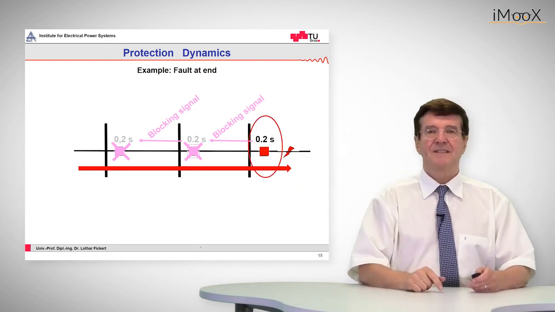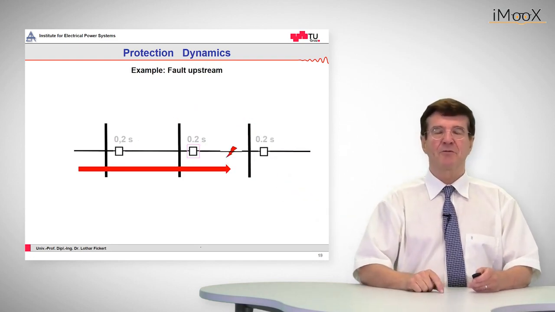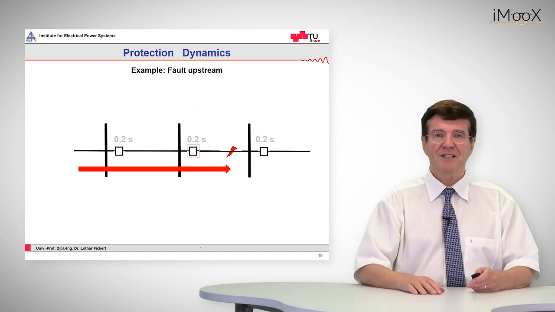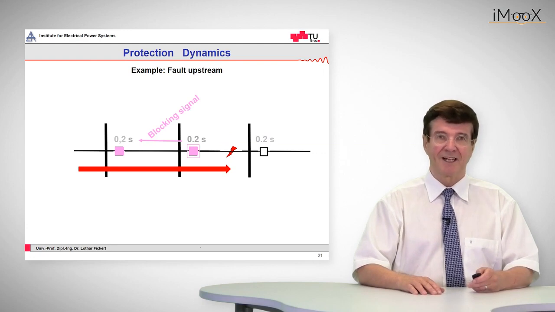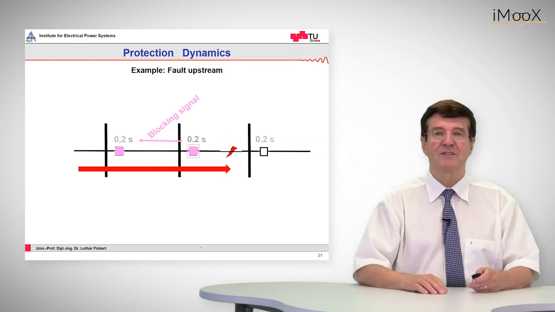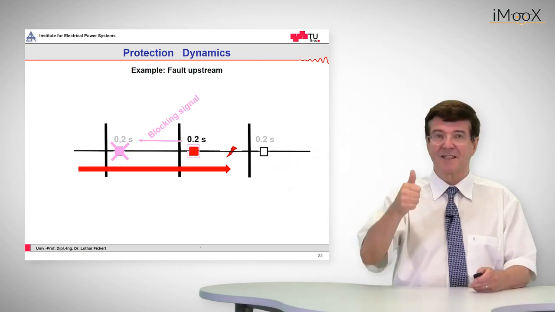So now, what happens if we have a fault further upstream? For example, at the second leg. So the short circuit current activates the preceding relays, which in turn again send a blocking signal upstream and block the preceding relay. Now, after a lapse of 0.2 seconds again, this relay trips out, it is selective and it is quick.